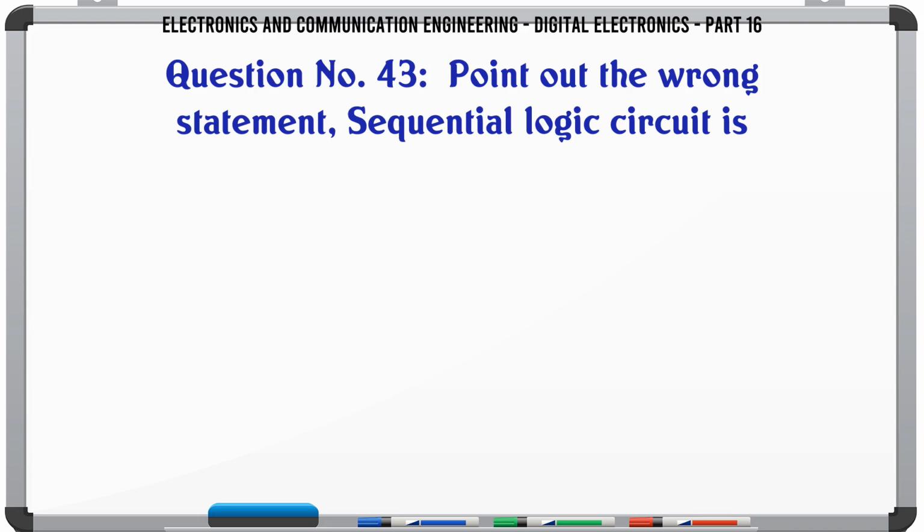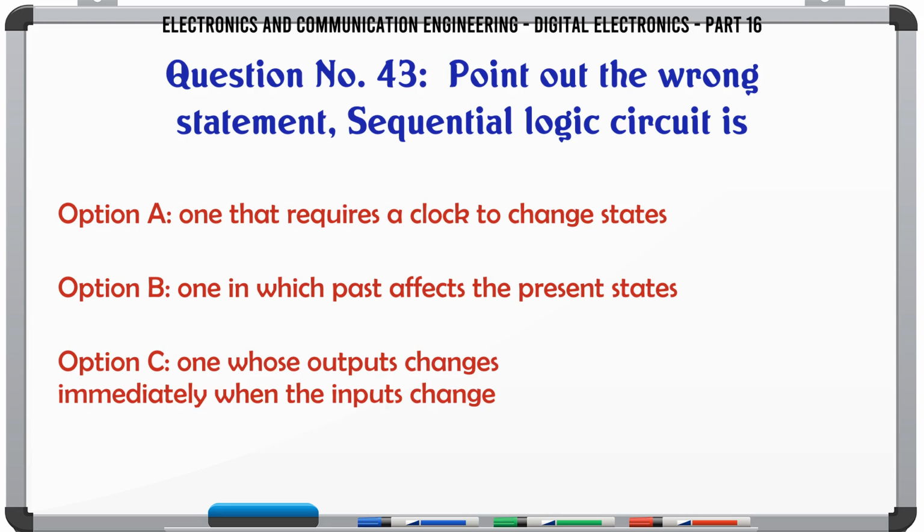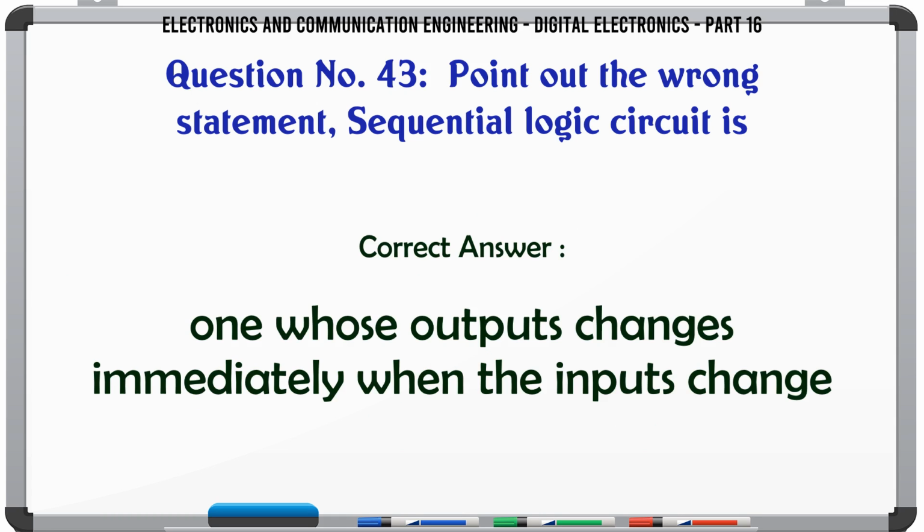Point out the wrong statement. A sequential logic circuit is A. one that requires a clock to change states, B. one in which the past affects the present state, C. one whose output changes immediately when the inputs change, D. also called clocked logic or synchronous logic. The correct answer is one whose output changes immediately when the inputs change.